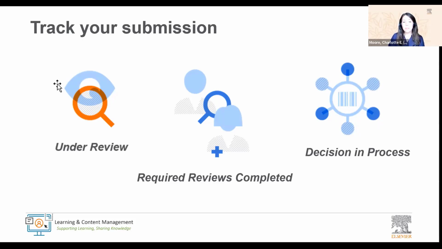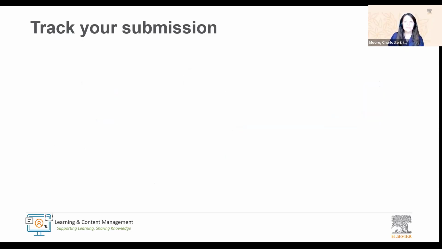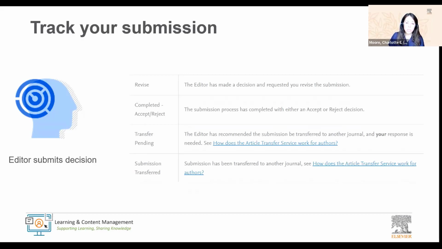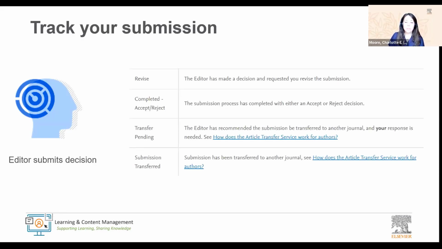So the decision in process status can have more than one step to it. So if you feel that it's been there for a while, it may be that it's passed back to the editor-in-chief. They have a high workload, they've got a lot of decisions they need to ratify, but the initial decision has been made. So when the editor makes the decision, the author will be notified, and the decision will fall into one of these broad categories. Although the decision terminology may vary slightly from journal to journal.